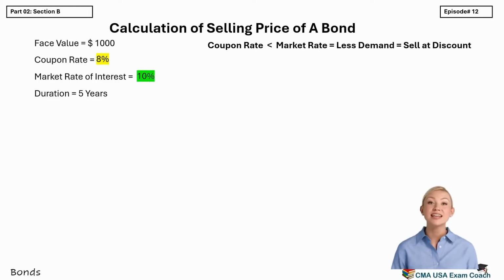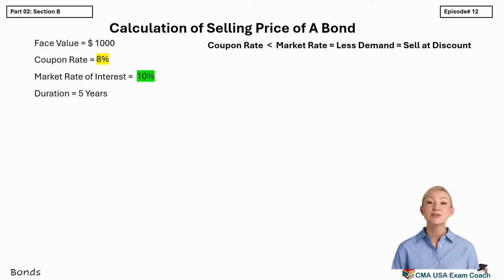Now let's look at a bond that is selling at a discount. We are using the same example structure as before. The face value of the bond is $1,000. The coupon rate is 8%, while the market interest rate is now 10%, and the duration of the bond is 5 years. This time, our bond is offering a lower interest rate compared to the market.